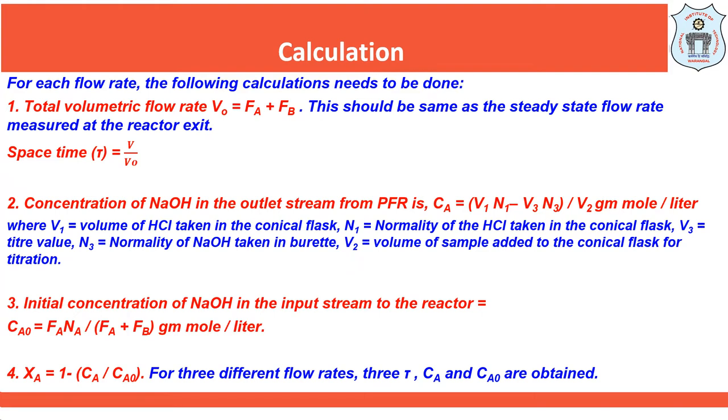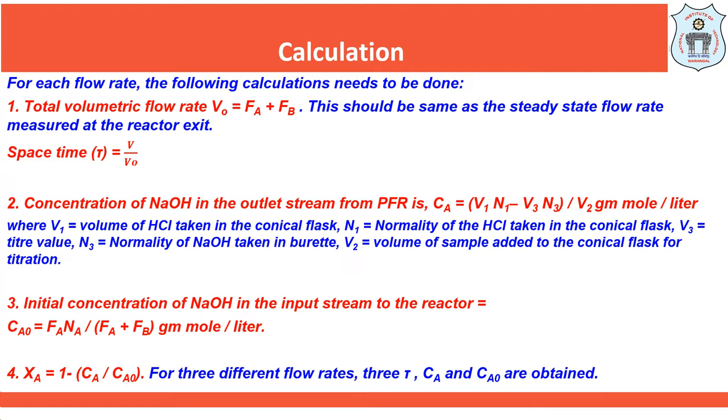Once we have this, we have to calculate the concentration of sodium hydroxide in the exit stream and also find the reaction rate constant. How do we do that? We will go to the next slides. As I said, the total volumetric flow rate is the summation of the flow rates of reactants A and B. Here A is sodium hydroxide and B is ethyl acetate. This should be the same as the steady state flow rate measured at the reactor exit.